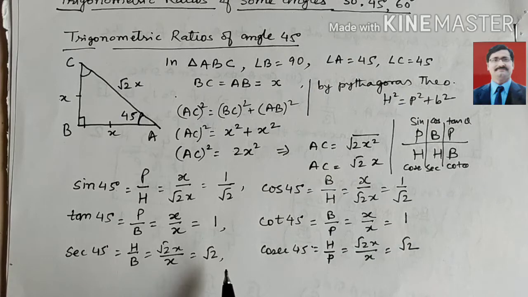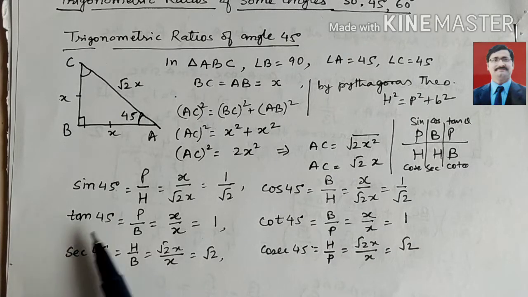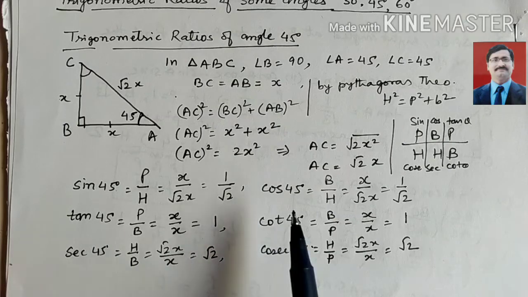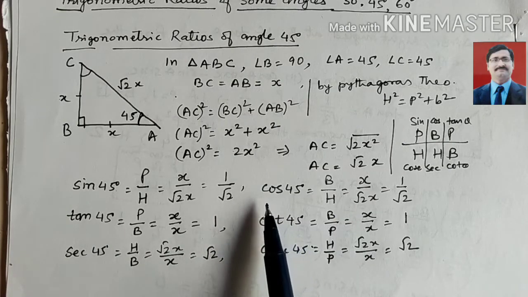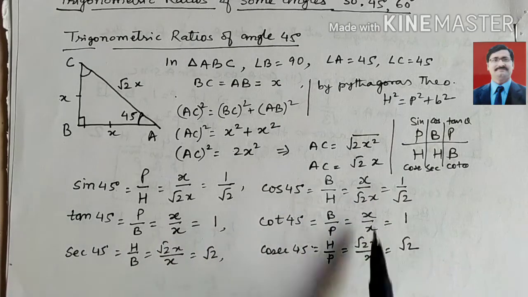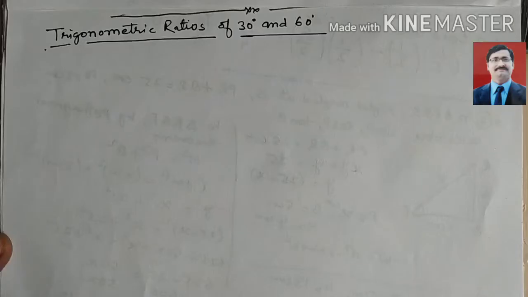In the exam you can get any question such as prove geometrically sine 45 equals 1 upon root 2, or prove geometrically cos 45 equals 1 upon root 2. Whatever question is given, you will use this method. Now we will do the trigonometric ratios of 30 degrees and 60 degrees.